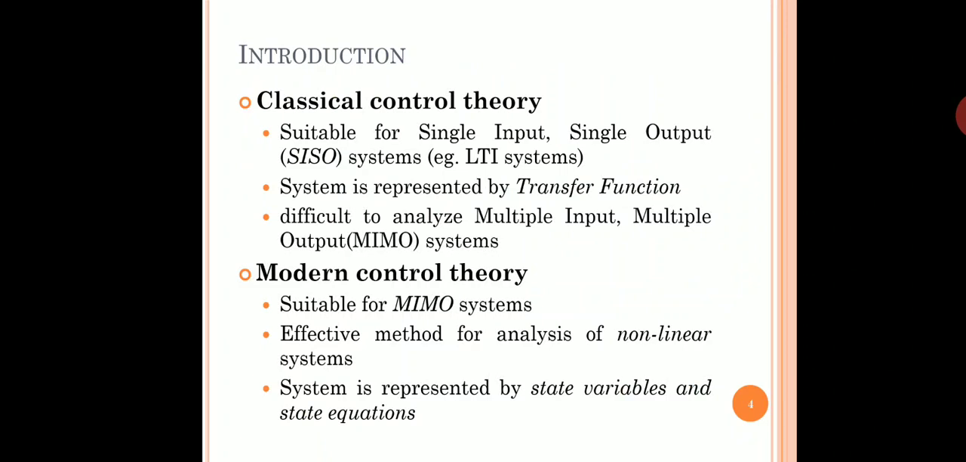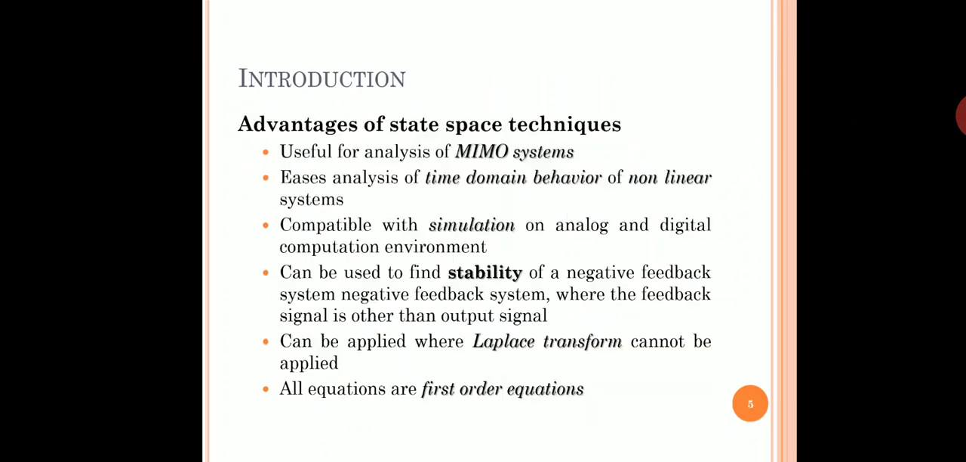Classical control theory is difficult to apply for multiple input multiple output systems. So we have modern control theory, which is suitable for MIMO systems, that is, multiple input multiple output systems. Unit 5 is kind of an introduction to modern control theory. This is particularly suitable for non-linear systems as well. Unlike classical control theory, where we represent a system by a transfer function, in modern control theory the system is represented by state variables and state equations.